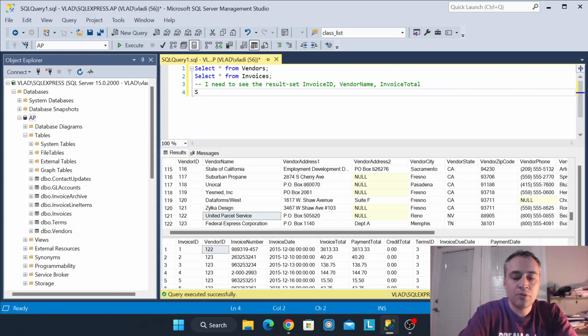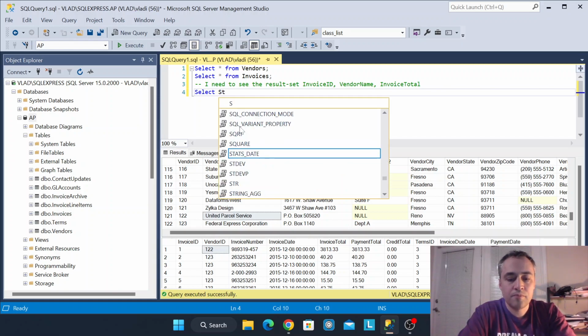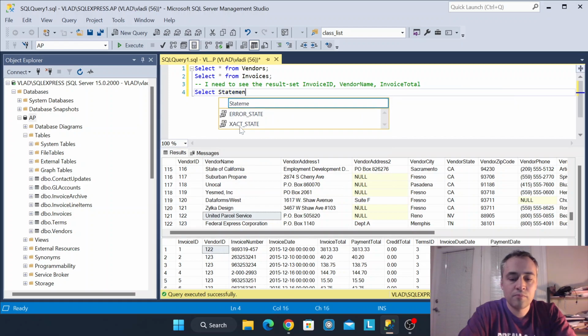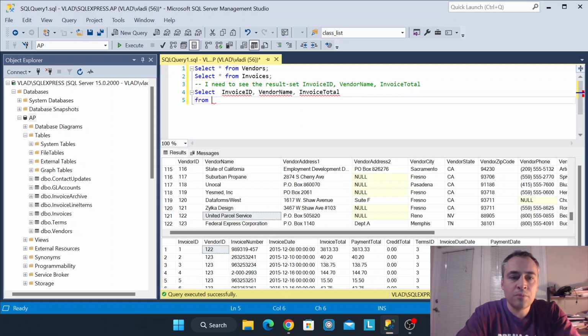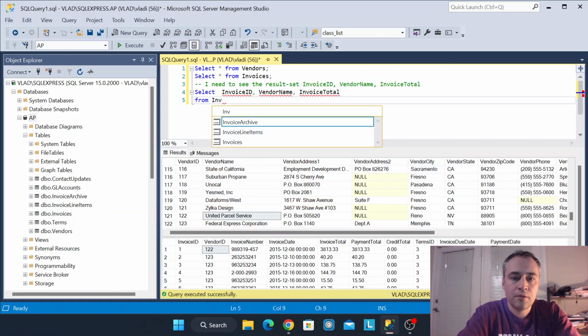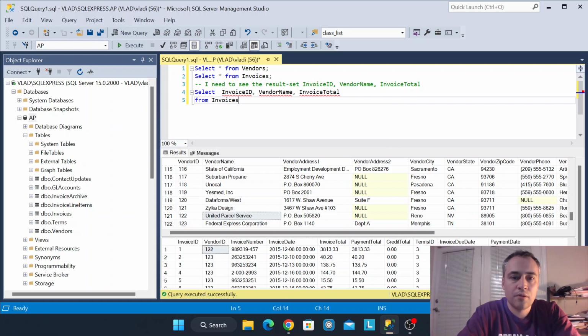So I'm going to do a select statement with these three columns. We select these three columns from invoices join, this is the join keyword, vendors.